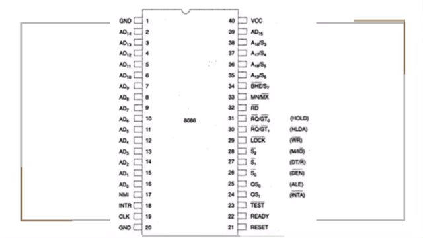Next we have AD15 to AD8 signals. These are also address and data bus lines, composing the upper multiplexed address or data bus. These lines contain address bits A15 to A8 or data bits D15 to D8. The address and data bits are separated by using the ALE signal.